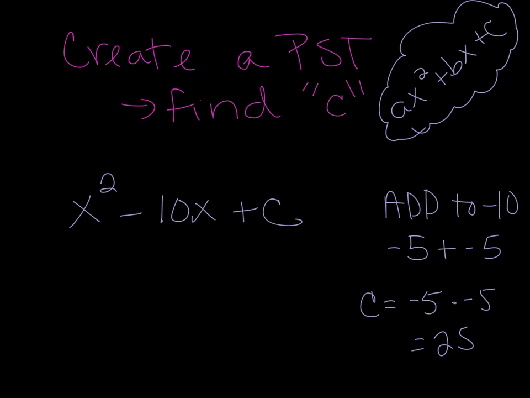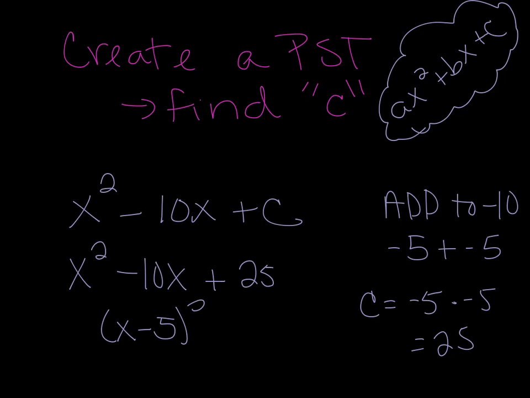So to complete our perfect square here, we have x squared minus 10x plus 25. If we were to then factor this, it would become x minus 5 squared, because 5 times 5 is 25, and negative 5 and negative 5 is negative 10.